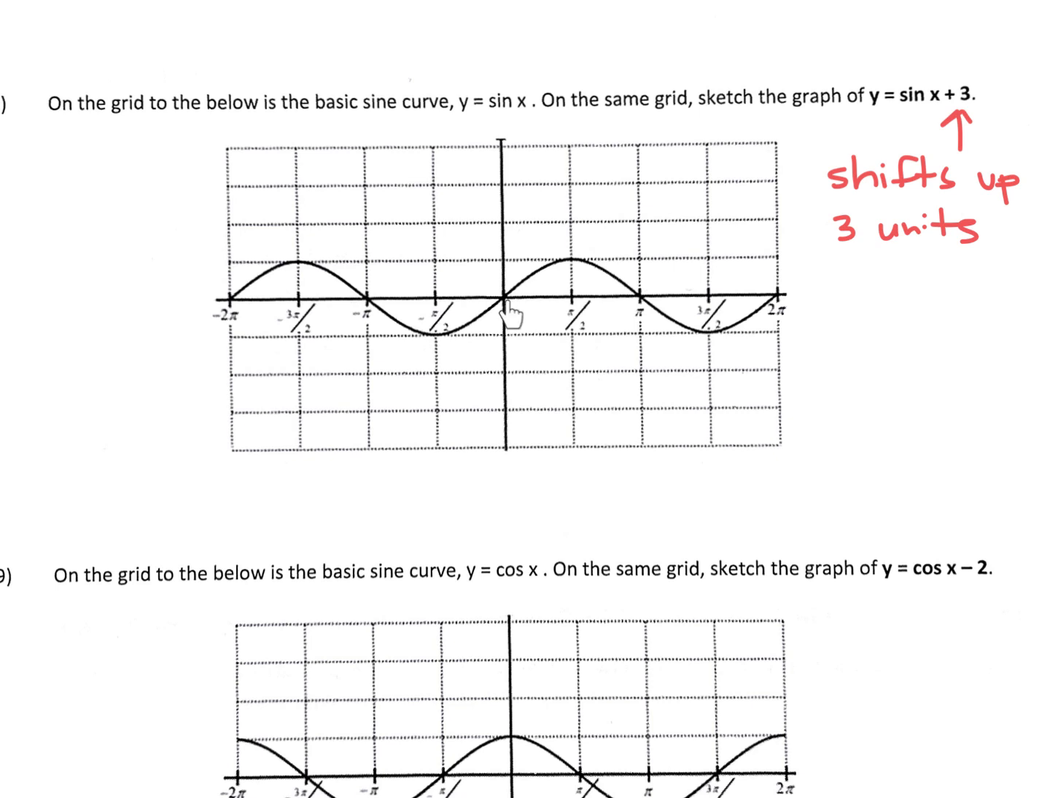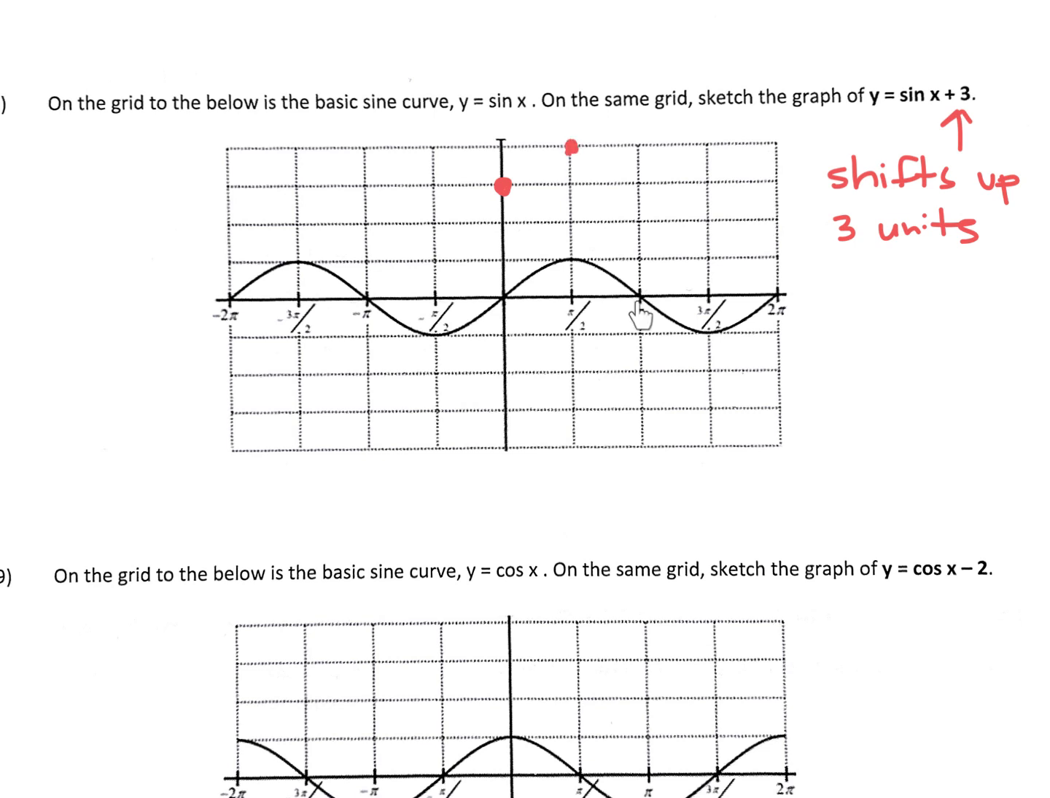So if I take this point right here, 0, 0, and shift it up 3 units, 1, 2, 3, we'll wind up right here. Just do that with all your points. See this point right here? That is at pi over 2, 1. If we shift that up 1, 2, 3 units, it'll be right here. So just keep doing it. Just shift all your points up 3 units.